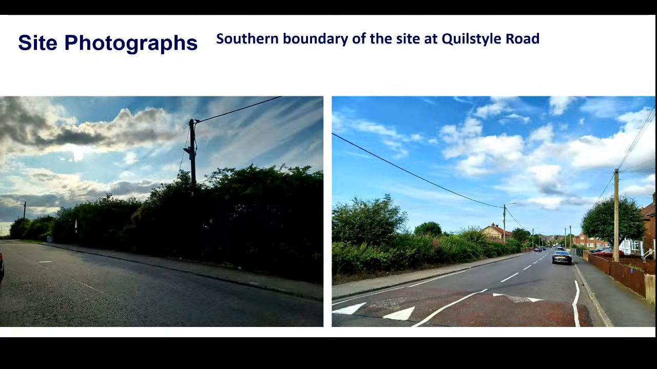So just flicking through the site photographs, Chair. First one is taken at Quillstyle Road to the south. So the members who were on the bus this morning will recognise this is where we parked up. So the proposed access point will be coming through this hedgerow.